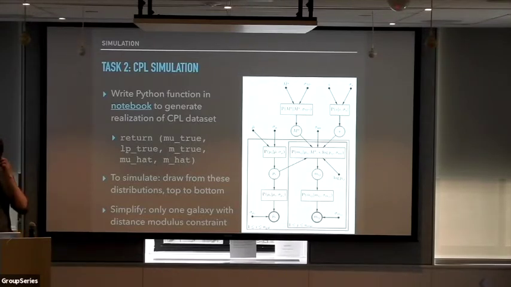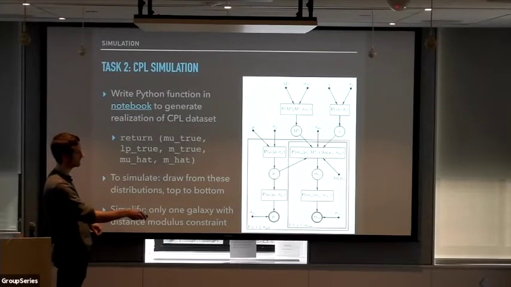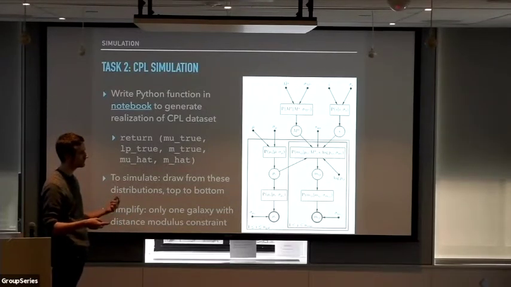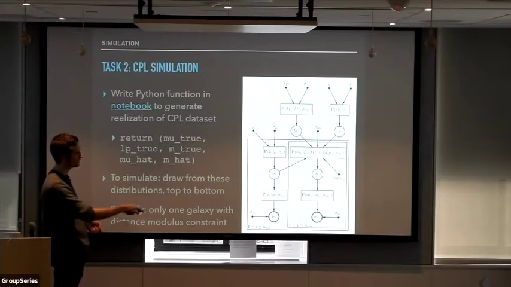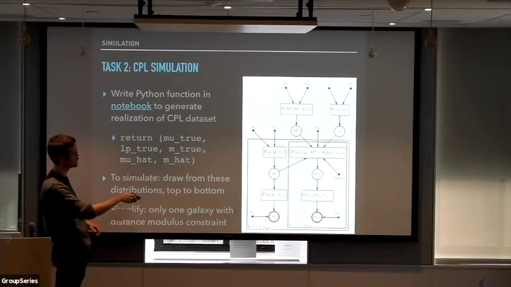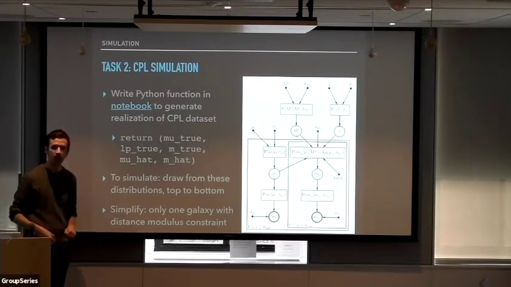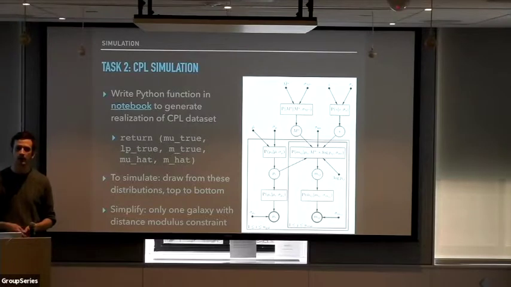What are mu hat and m hat? Yeah, so m hat is the observed apparent magnitudes. Mu hat are the observed distance moduli. And so for the rest of the code, I've just assumed that we only have one of these, so you can pick the first one. Oh, I see. So like near true 0. Sorry? Yeah. Okay. Yeah.